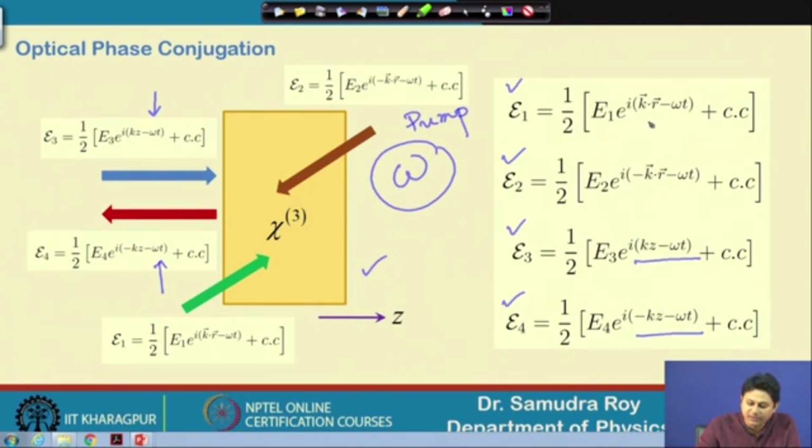So, that is why the plane wave structure is k dot r minus omega t, and here also minus k dot r minus omega t, because it is in the opposite direction. So, 4 waves are now in our hand.